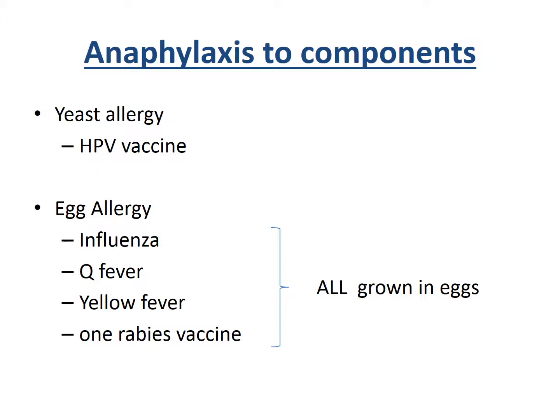Egg allergy: influenza, Q fever, yellow fever, and one particular brand of rabies vaccine are all grown in eggs, and that's how we get enough virus to get the antigens, so they can't be given to anyone with an egg allergy. I thought that with influenza, it's changed so much from when it is grown in the egg that it's actually not a direct contraindication.